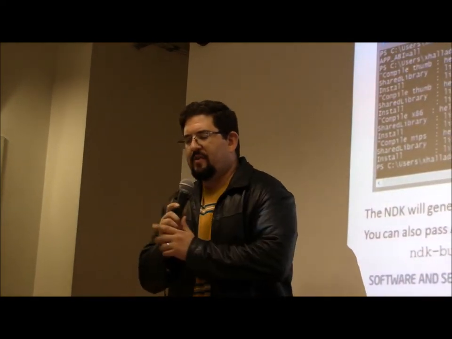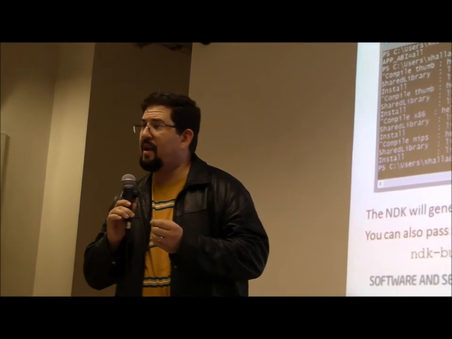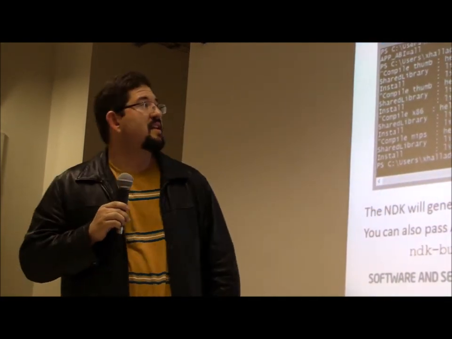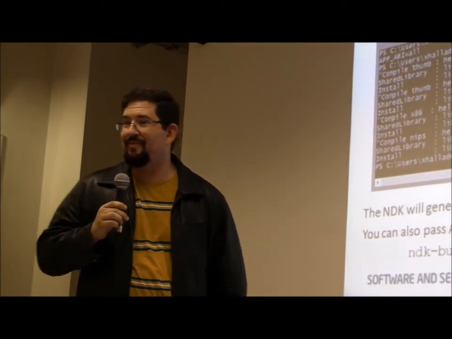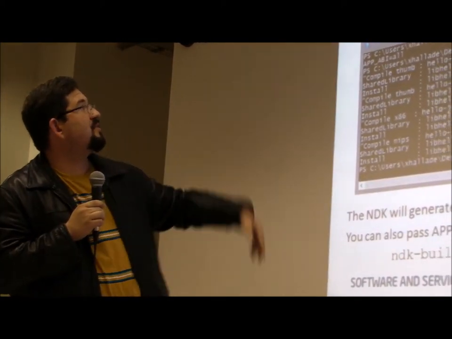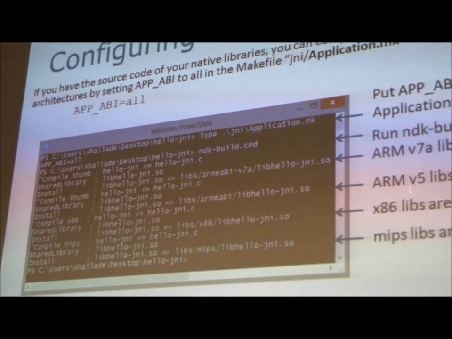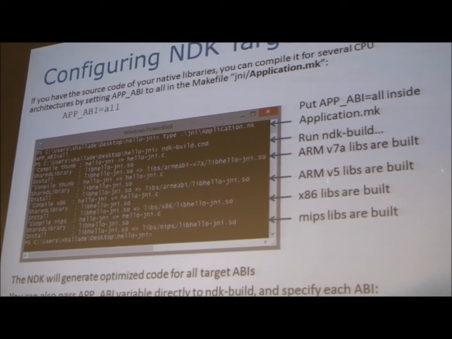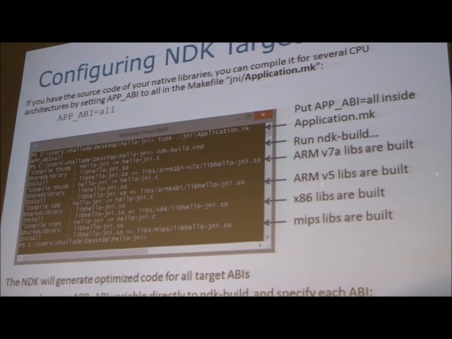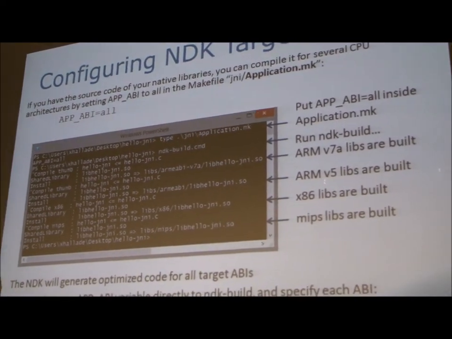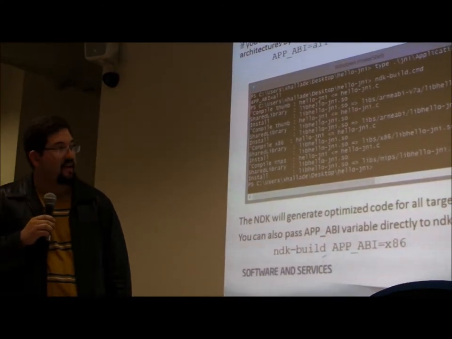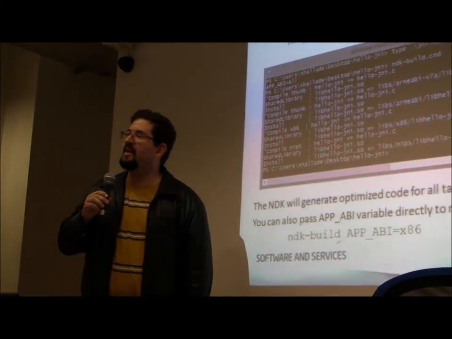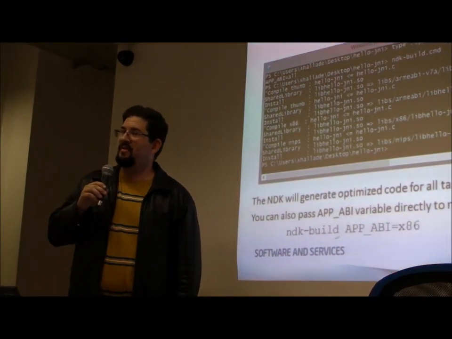Alright, so configuring your NDK, this is like NDK 101. If you want to actually compile for a different architecture, what you need to do is change your makefiles. And one way that you can do this, the simplest way, is to set APP_ABI to all. This is going to compile your application for each of the system images that you have installed through the Android SDK manager. So that right now actually includes ARM, ARMv7, ARMv5, Intel, and MIPS.